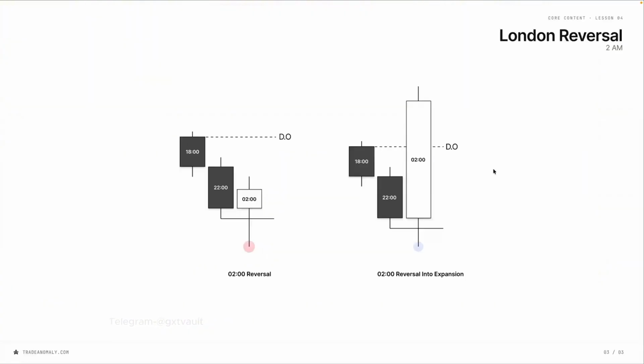We have no established high of the day and an established low of the day with a draw on liquidity open. Now let's talk about London reversal. This is where the previous sessions do not reverse. So you're essentially going to be reversing off of the 2200 low.